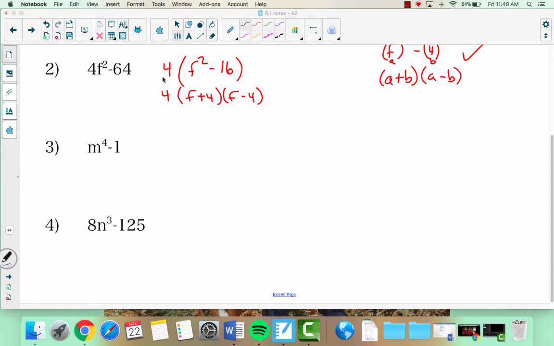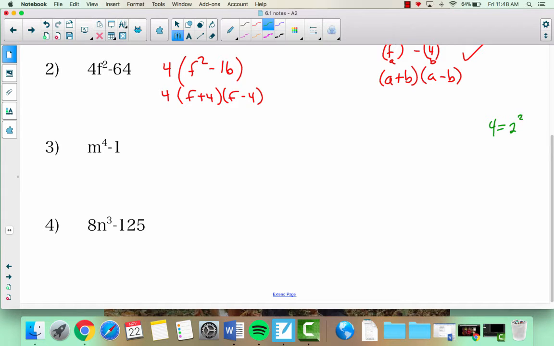Now the next example, number 3, is m to the 4th minus 1. And this one looks a little different because it's still subtraction like the others. However, we notice that our exponent is not a 2. So at first you might think that this is not difference of squares. However, we know that m to the 4th can be rewritten as m squared to the second power. So because we can do that, we can use difference of squares. So what I'm going to go ahead and do is rewrite this.